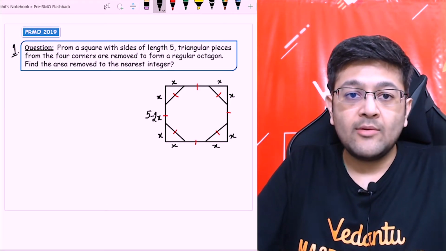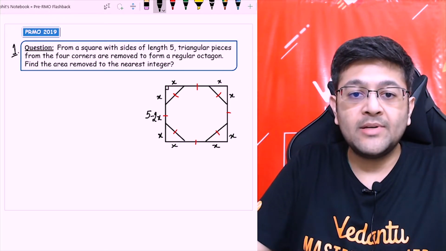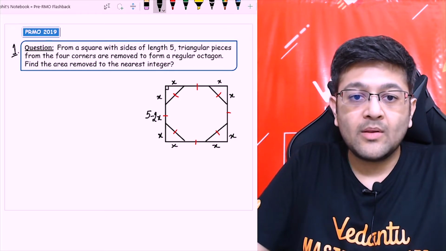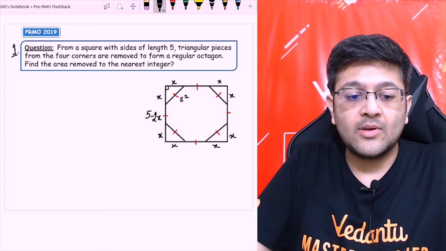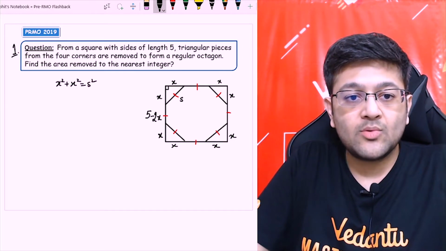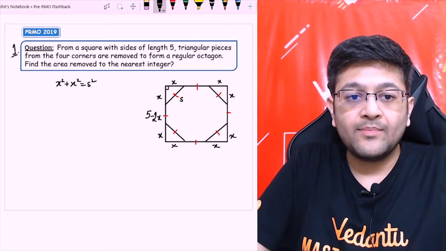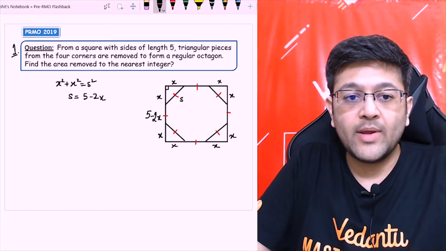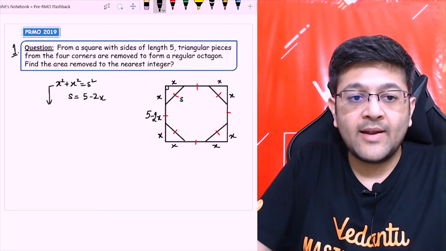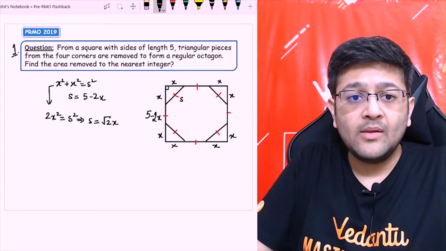But students, we can see one thing: because this is a right angle, the length of the octagon's side can be calculated using Pythagoras theorem. So x square plus x square should be equal to s square, where s is the side. And also this s should be equal to 5 minus 2x, right? From this we can find that 2x square is equal to s square, which will give us s equal to root 2 x.